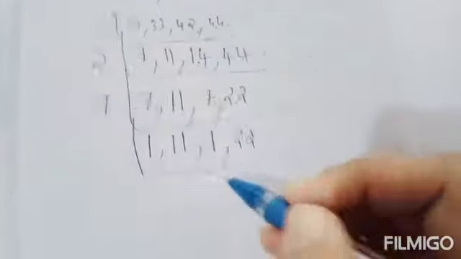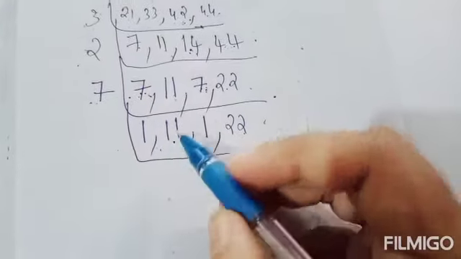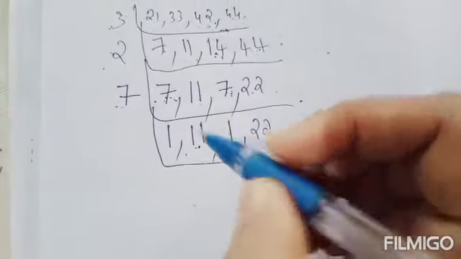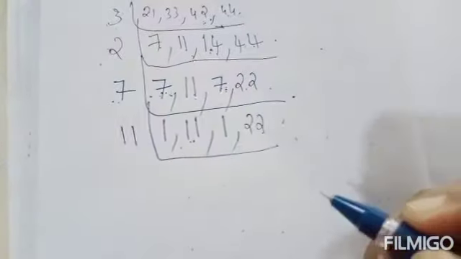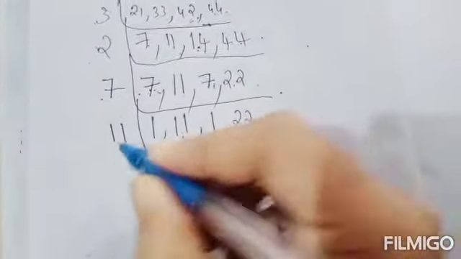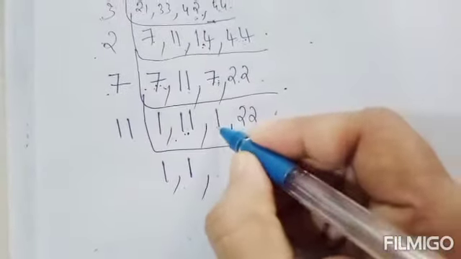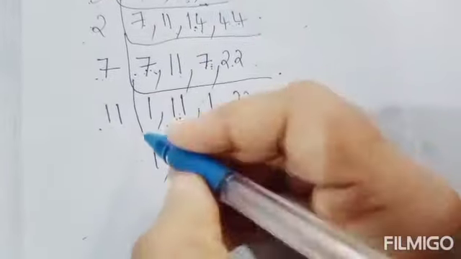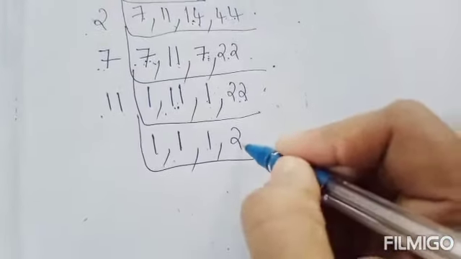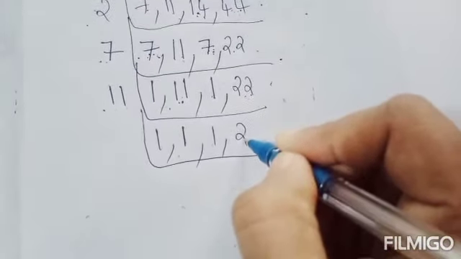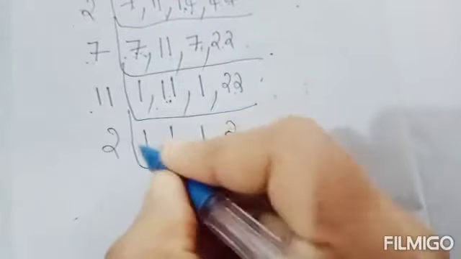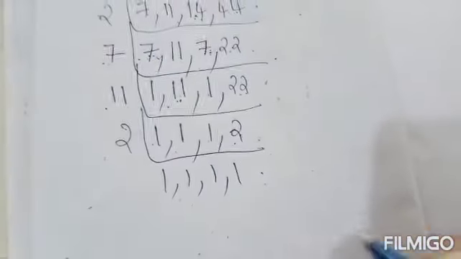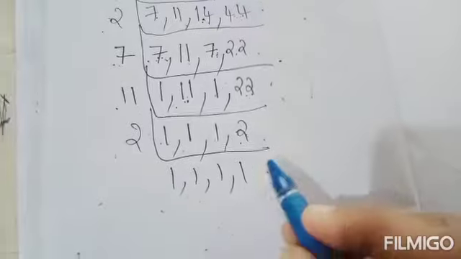Now 11 and 22 are divisible by 11, so you can divide by 11. 11 divided by 11 is 1. Now again 1. 22 divided by 11 is 2. In place of 2, 1 is not coming. So in order to make this 2 into 1, you can divide it by 2. 2 divided by 2, you got 1. All numbers you got 1, so you can stop here.